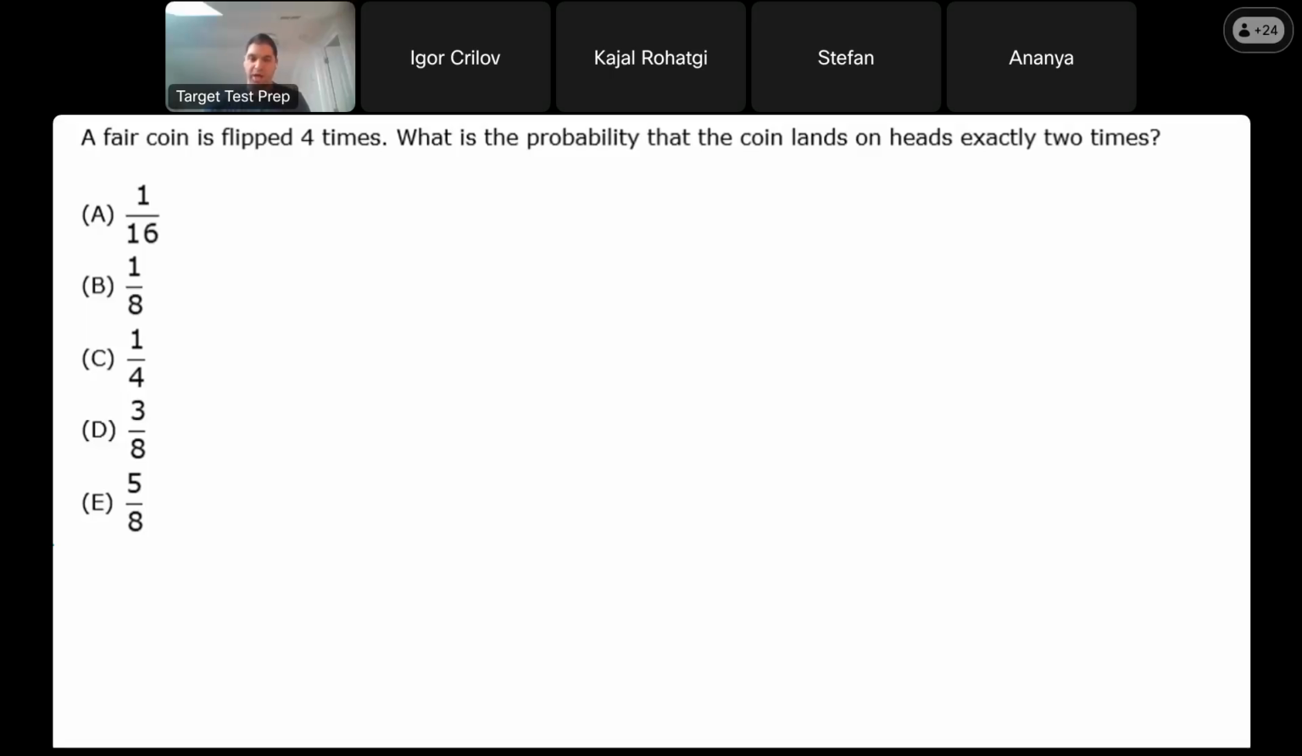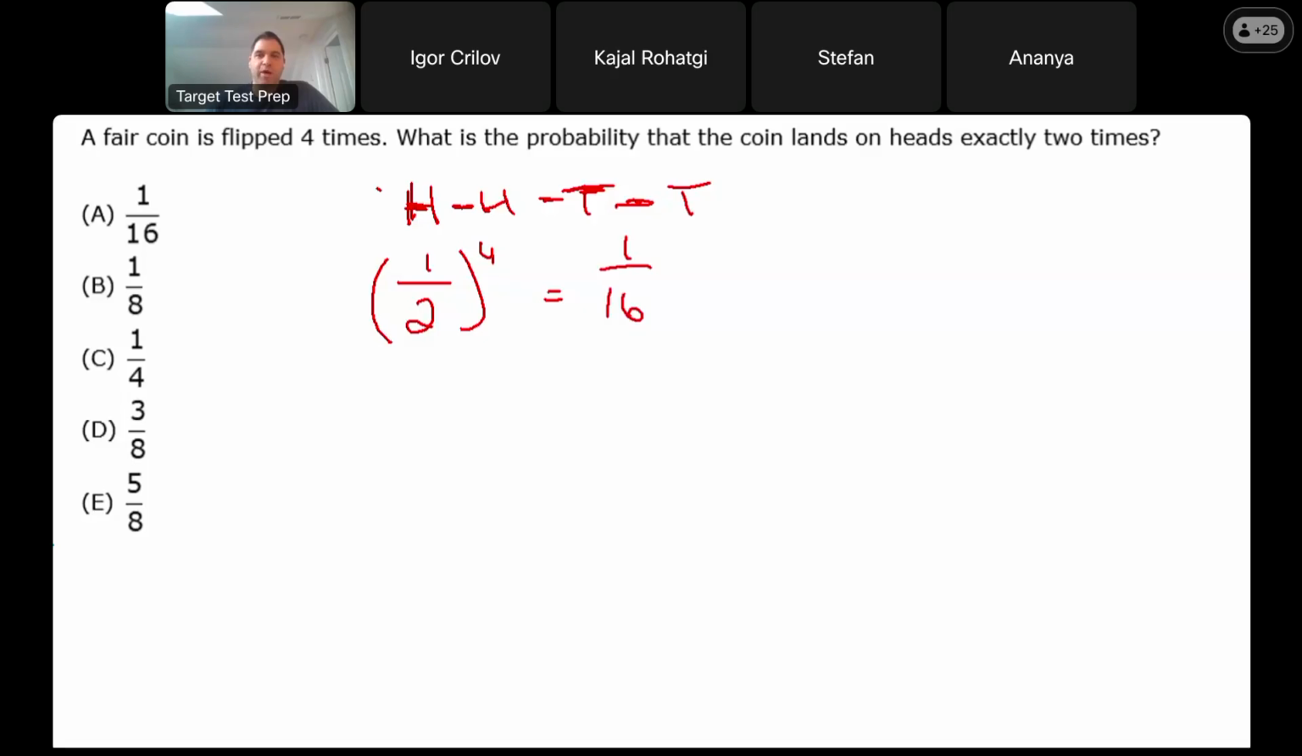Okay, so in this one, you can't use combinations, right? So when we have the coin being flipped 4 times, we have exactly 2 heads, right? So what we're doing is heads, heads, tails, tails. Now, it's 1/2 for each of them, so that's 1/2 to the 4th power. It's going to give you 1/16. But the thing is, we care about how many ways we can arrange HHTT.